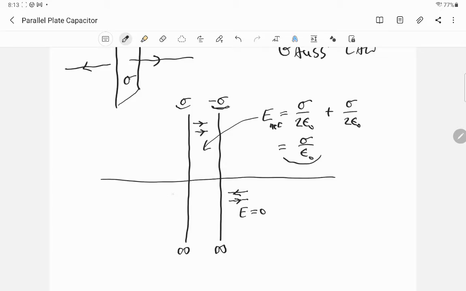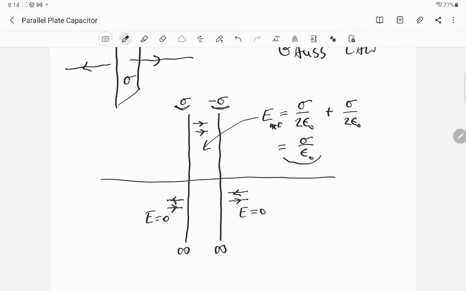And likewise, the same story plays out. Because of the positive sigma, I have a field that points away from the charge. Because of the negative sigma, I have a field that points towards the negative charge. And these add up to equal 0. So uniformly, over here on the right side of both plates, the electric field is 0. And over here on the left side of both plates, the electric field is 0.